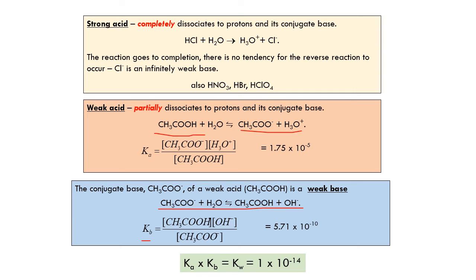Your Ka of your weak acid, when multiplied by the Kb of its conjugate base, should give us Kw, right? Which, as we know, is the equilibrium constant for the ionization of water. And this is equal to 1 times 10 to the minus 14. So keep in mind this relationship.